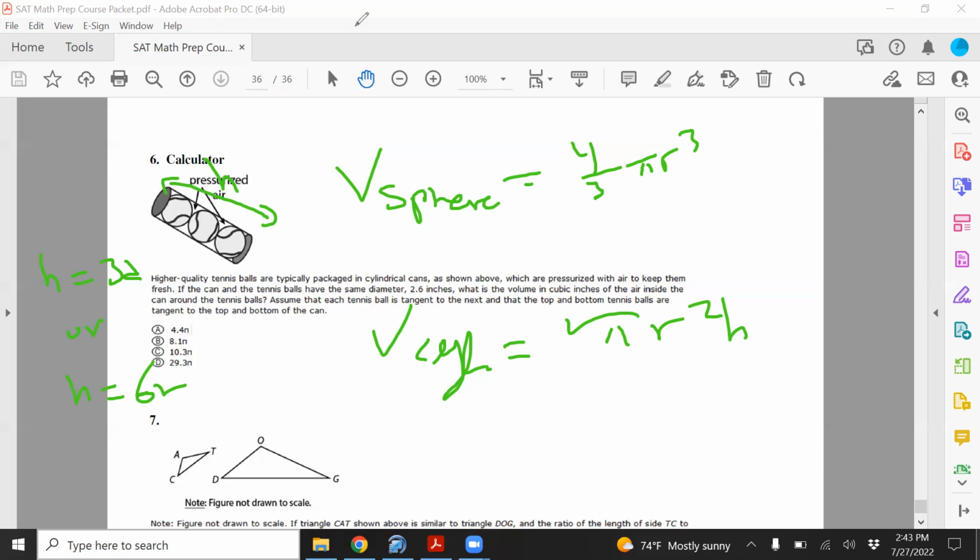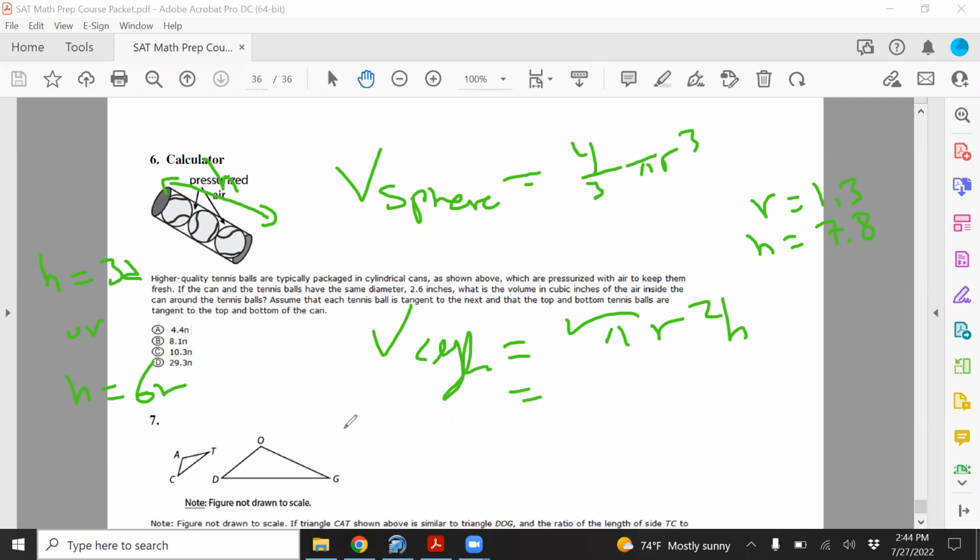So your total diameter is 2.6. So then the radius is 1.3. The height is going to be 3 times the diameter, which is going to be 8.4. No, I lied. 7.8. So we work it out.